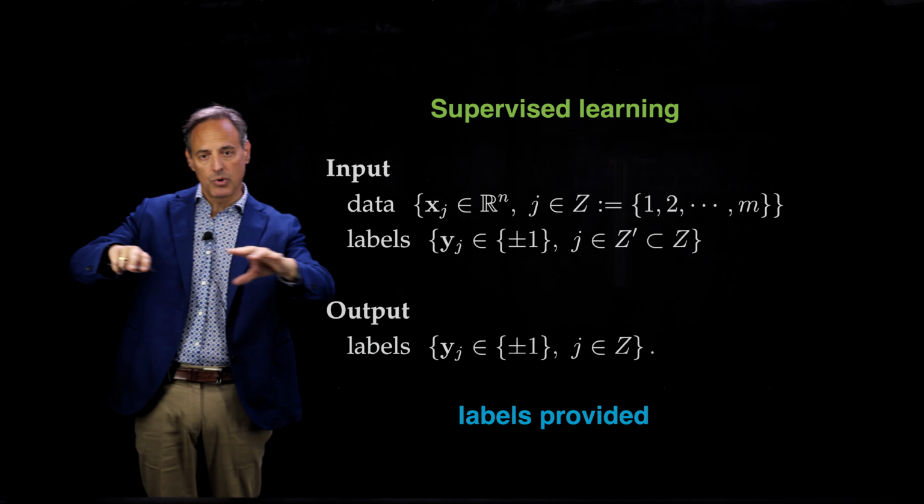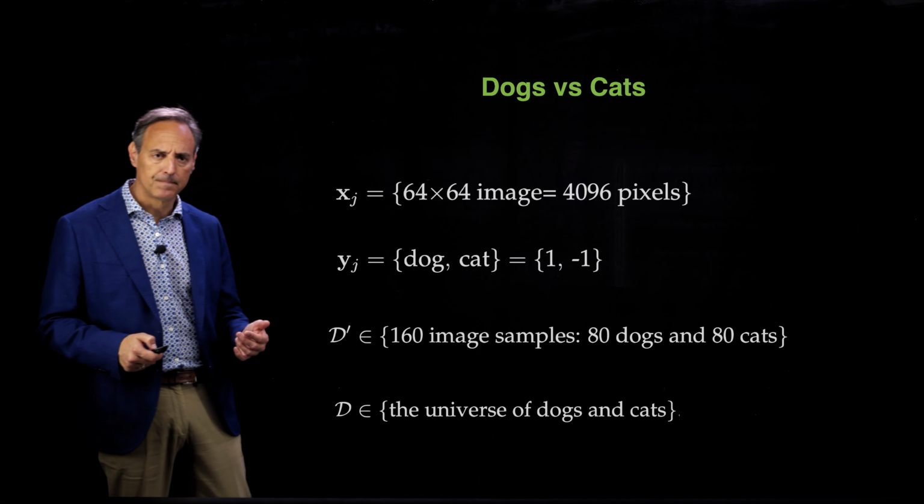One is, what does the data look like? What's the feature space or the vector I'm putting in, which is pixel space? What is the label, plus or minus 1? My D prime is 160 images versus D being the entire world of dogs and cats.